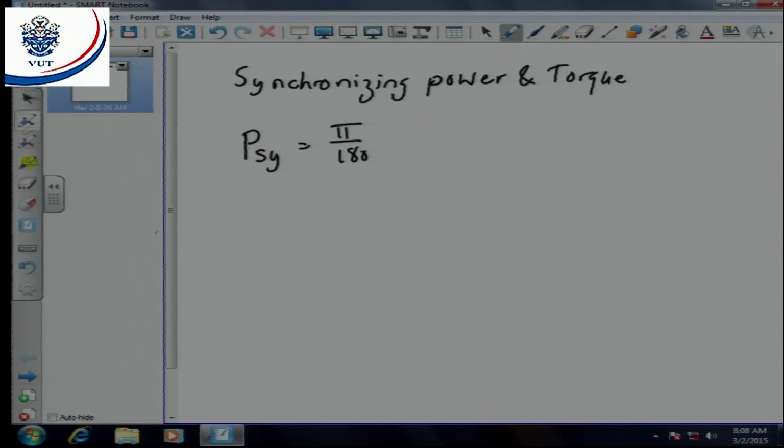The synchronizing torque is equal to the synchronizing power divided by omega S, where omega S is your synchronous speed in radians per second.